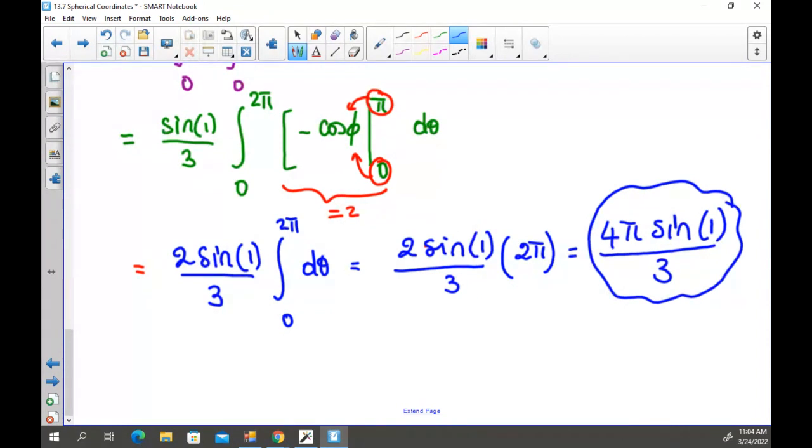Of course, you can find it in decimal form if you want. Sine 1, 4 pi, maybe 5, 6, I'm not sure. Can you try and find this number as a decimal?